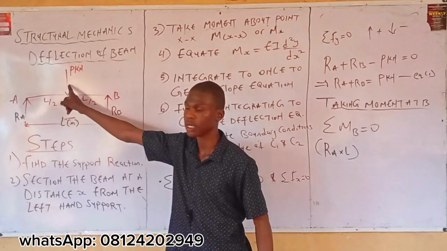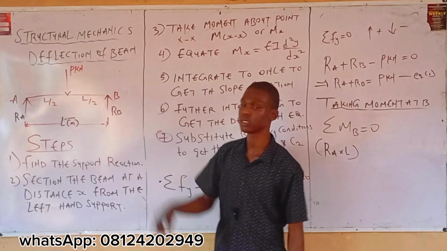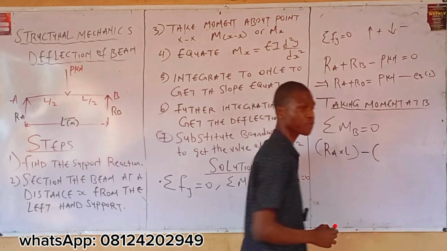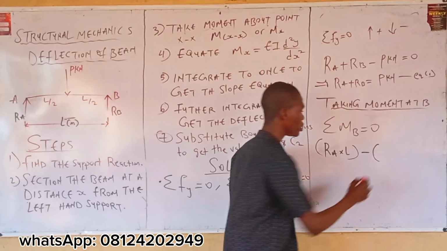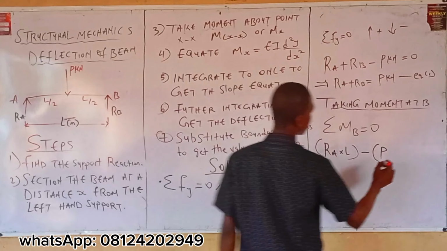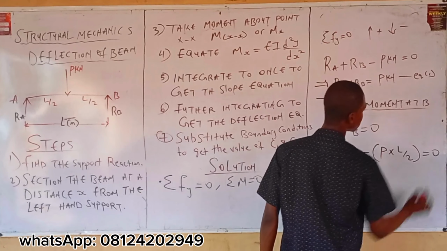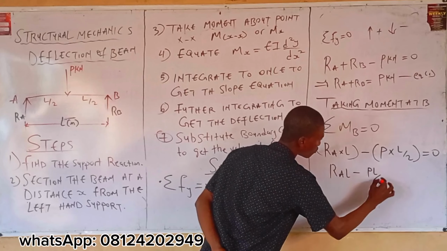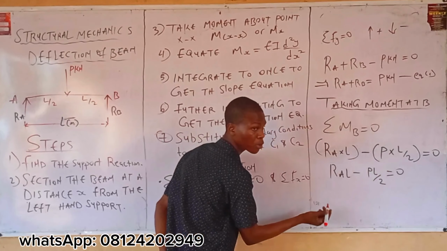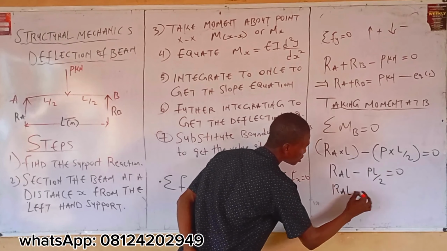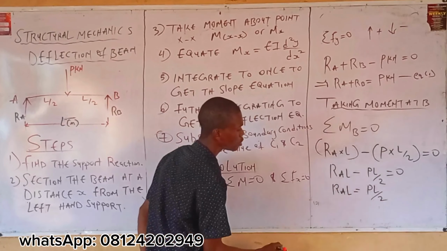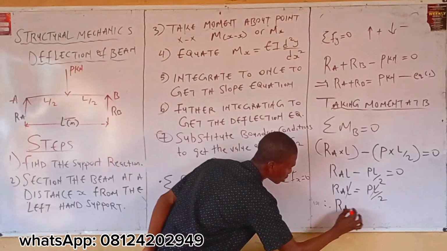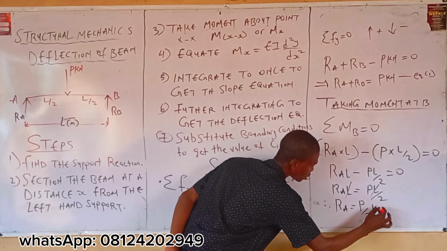Next up, you have this force here. In what direction is this one traveling to B? Anti-clockwise, and because it is anti-clockwise, negative. The force is P, and the distance it covered is L over 2. Then it equates to 0. So RAL minus PL over 2 equals 0. Make RA the subject of the formula: RAL equals PL over 2. L can cancel L. Therefore, RA equals P over 2 kilonewton.